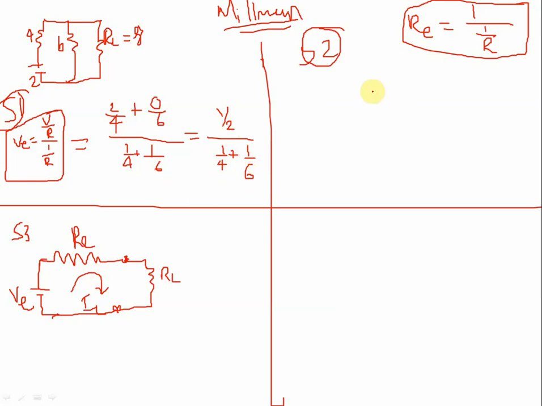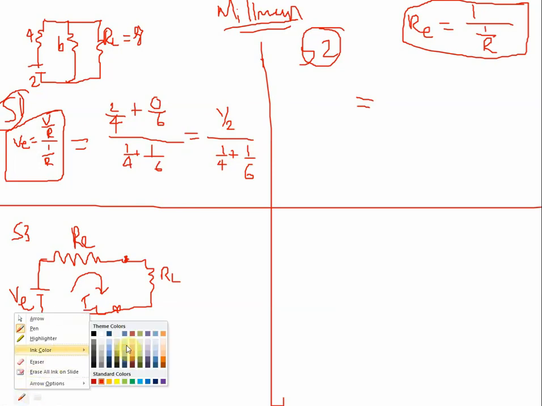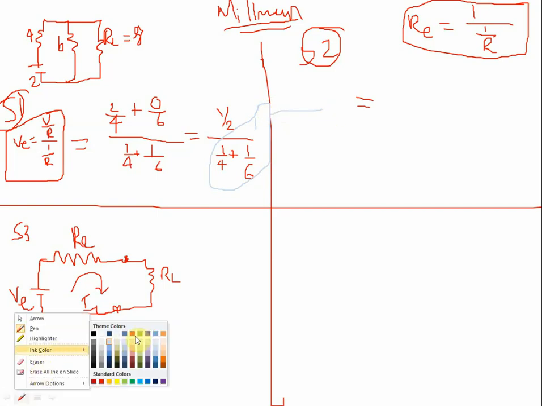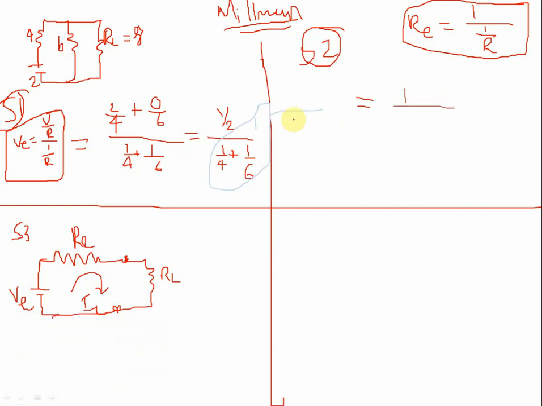Then coming to RE, I am not redrawing any diagram. Only this denominator I am going to take, so I will change the color. Here it is 1 divided by this, and this is RE. Substituting, RE is 1 divided by 1 by 4 plus 1 by 6. Then what is the answer for RE?